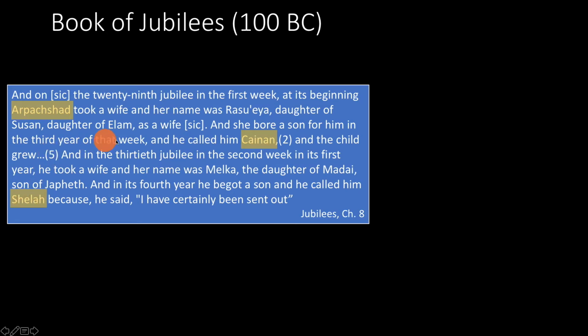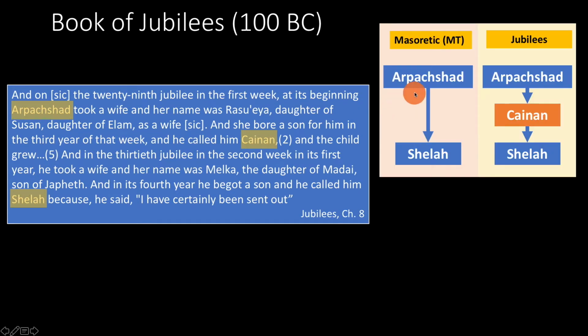So notice what happens when we compare the Book of Jubilees to the Masoretic text. As we've said before, the Masoretic text does not include a Cainan. It goes Arphaxad to Sheila. But in the Book of Jubilees, it adds this extra Cainan. So this is further evidence that perhaps the original copy of Genesis 11 did include an extra Cainan.